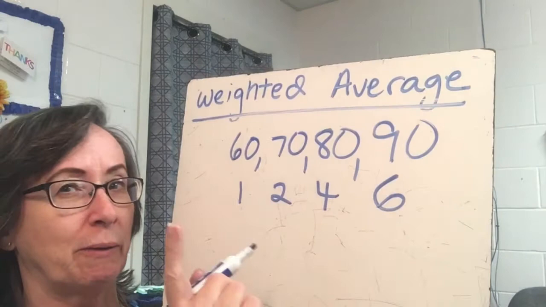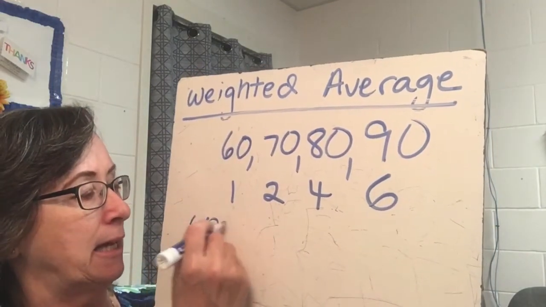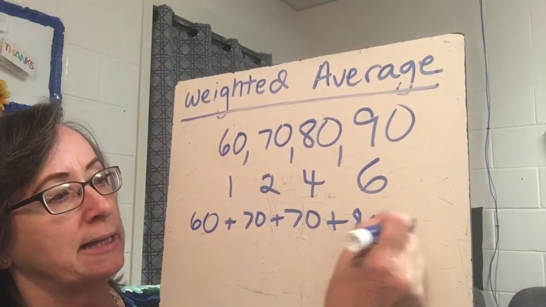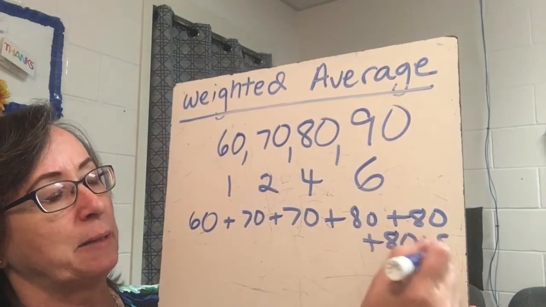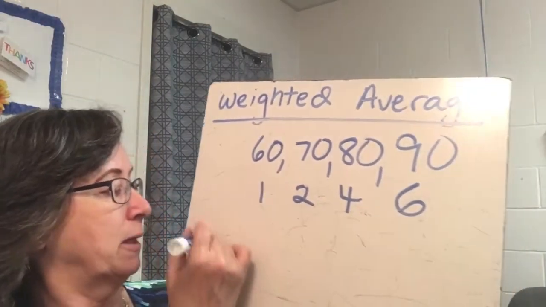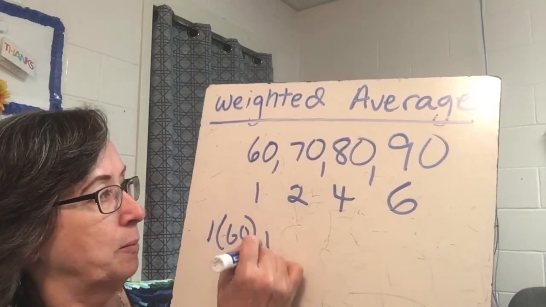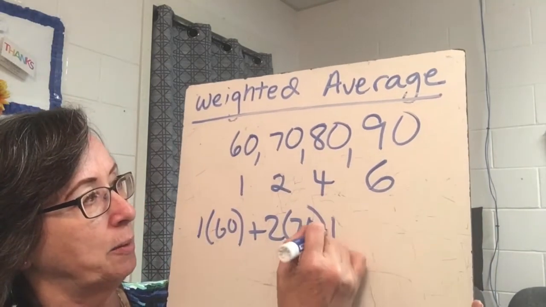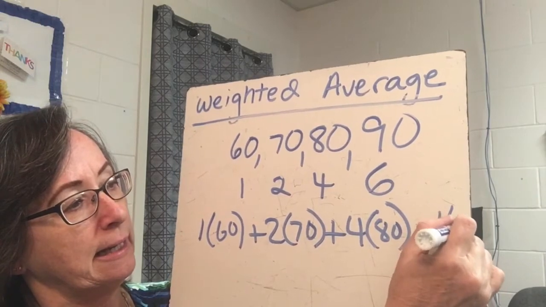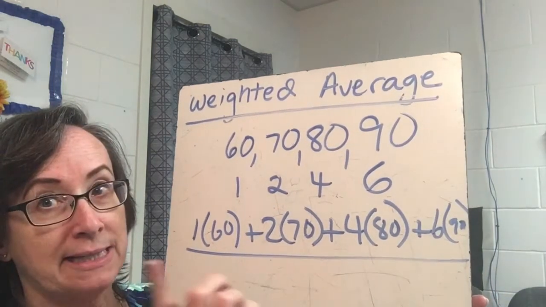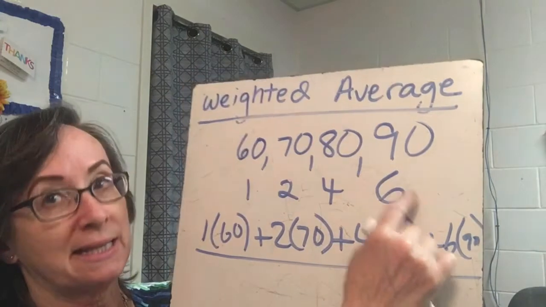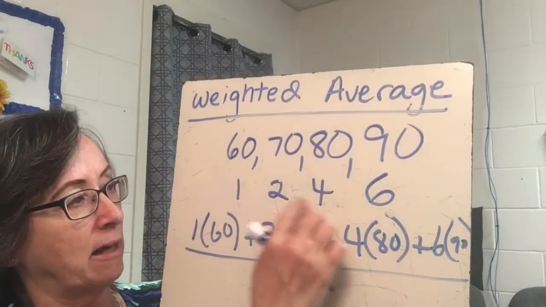So we're going to take the weight. Remember, if we were going to do it the way we did it in the first example, we could just say 60 plus 70 plus 70, because there's 2 of those, plus 80 plus 80 plus 80 plus 80. But that's a lot of writing. So instead of doing that, we'll use the formula. And we're going to have 1 times 60 plus 2 times 70 plus 4 times 80 plus 6 times 90. And then we're going to divide it by the sum of these weights. So 1 plus 2 is 3, plus 4 is 7, plus 6 is 13. So we add these all up and put them on the bottom.